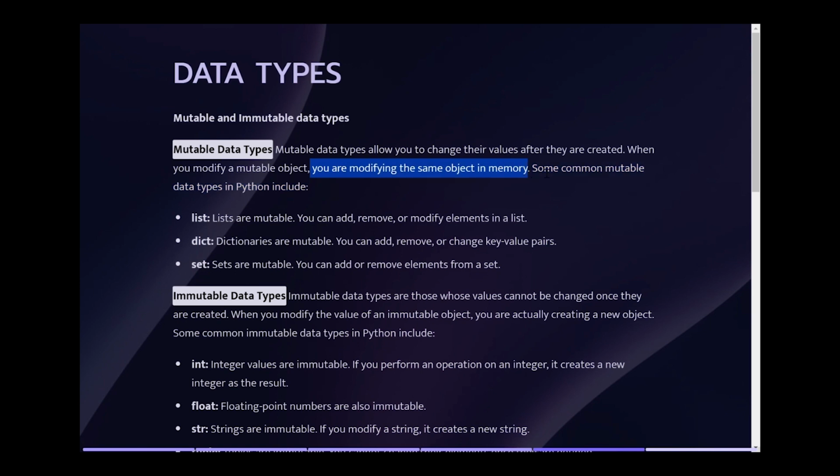Consider the variables as boxes. Mutable data types are like reusable boxes. You can fill them out again. But immutable data types are like use and throw. You can just use it once, and then you cannot change the components that are inside the box.